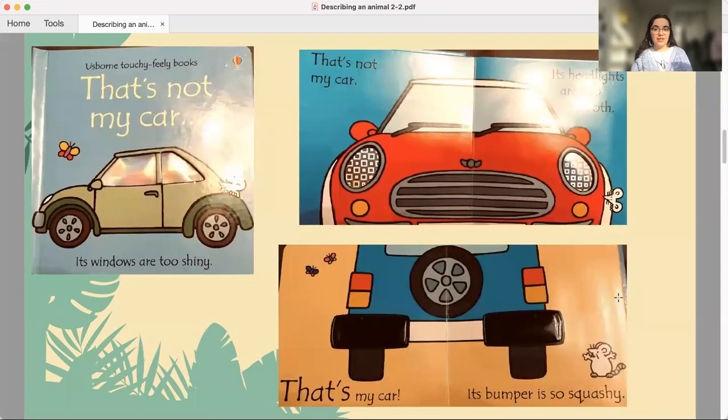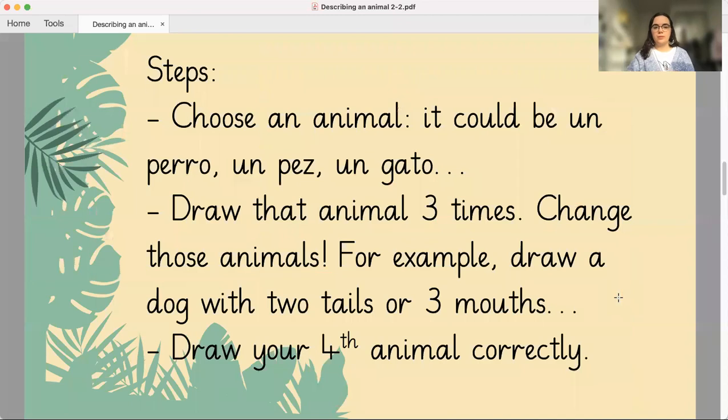In today's lesson, we are going to do a similar thing like in this book. We are going to draw 3 animals that are going to be incorrect. So they are going to have a lot of tails, or they are going to have a lot of fins, or they are going to have a few ears, okay? And then we are going to draw, well, and describe that. And then we are going to draw our correct animal and describe it as well, okay?